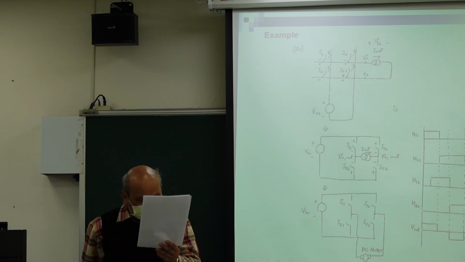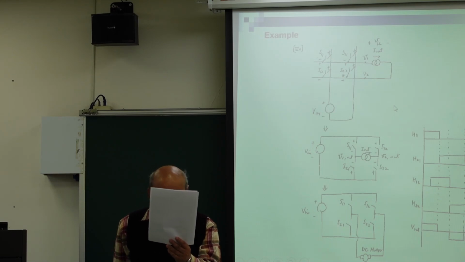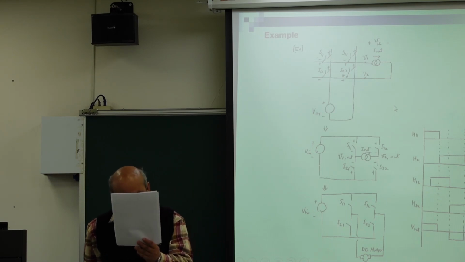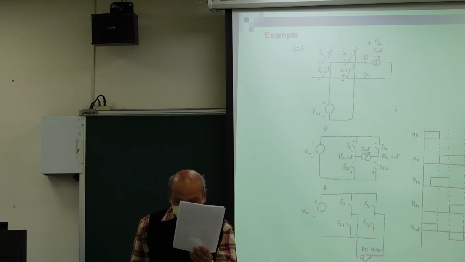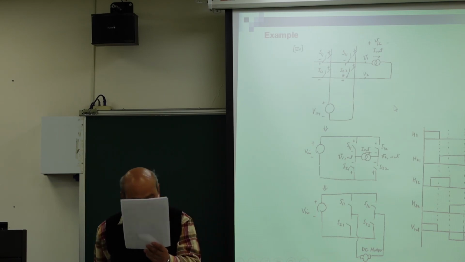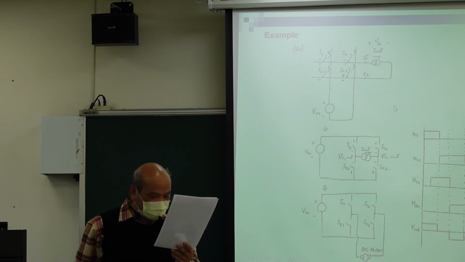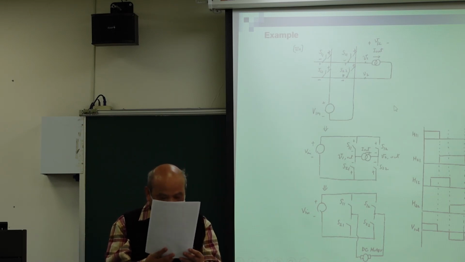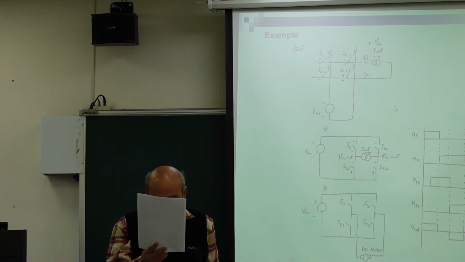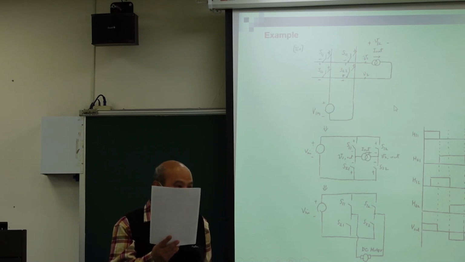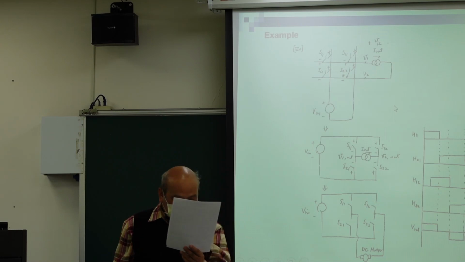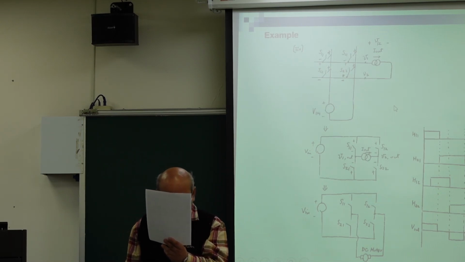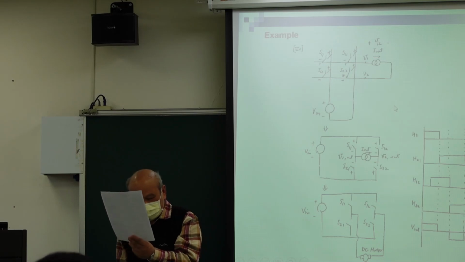VA equals VO cosine omega t, VB equals VO cosine omega t minus 120 degrees. VC equals VO cosine omega t plus 120 degrees. A, please plot V out. You have to plot VA, VB, and VC, then you can plot V out. First, plot VA, VB, and VC. Then you can plot V out, which is related to VA, VB, and VC.